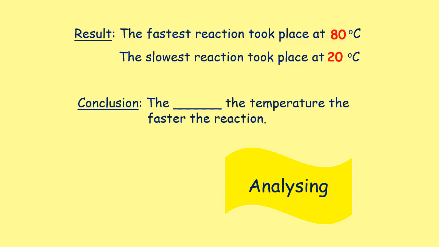The conclusion we can make relates the temperature to how fast the reaction goes. And in this case, we see that the greater the temperature, the faster the reaction, or the higher the temperature, the faster the reaction. So if we want a reaction to go quicker, we would do it at a higher temperature. It's just like drying your hair. If you want your hair to dry faster, you put the hair dryer on at a higher temperature.